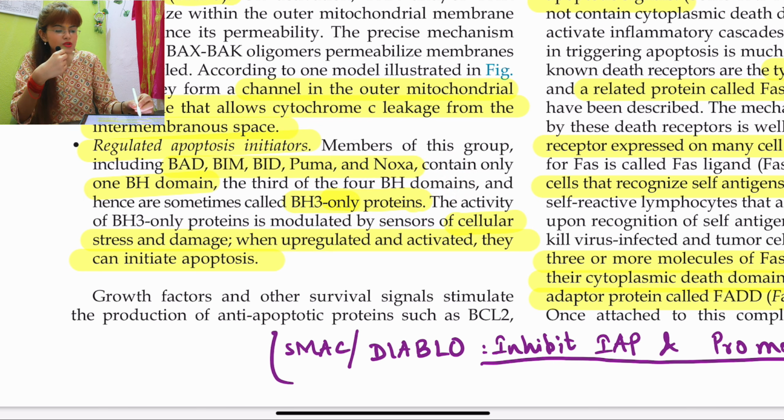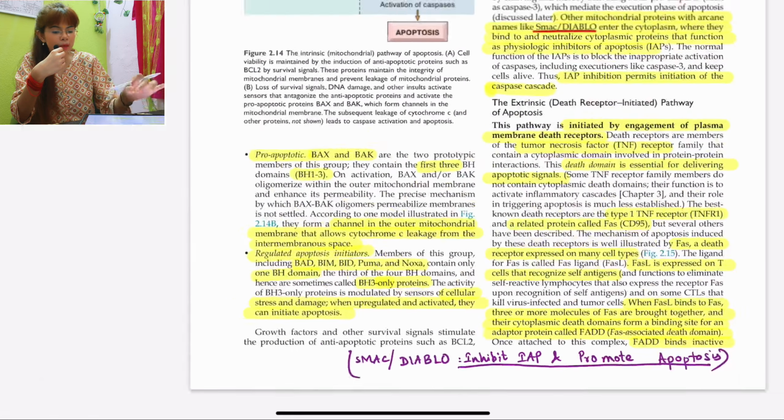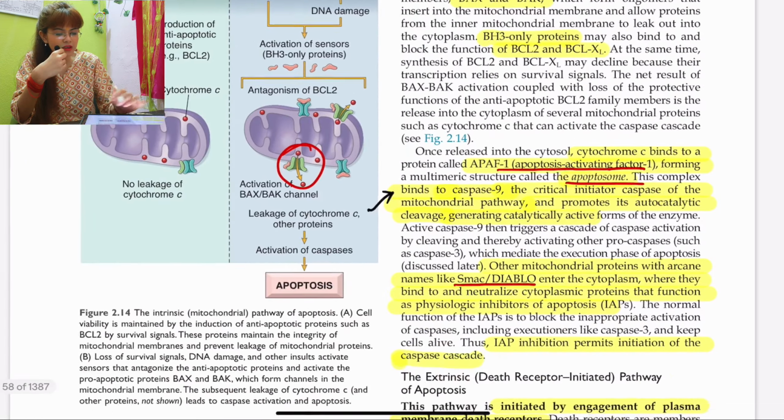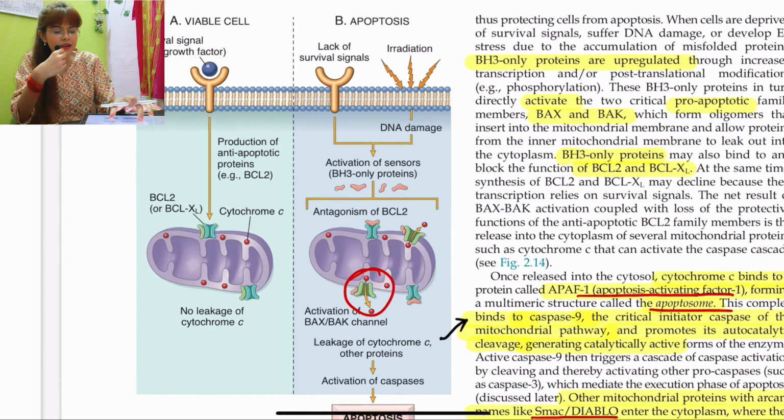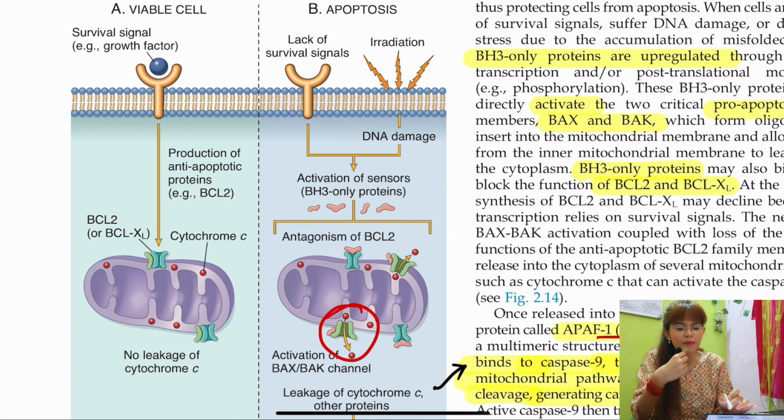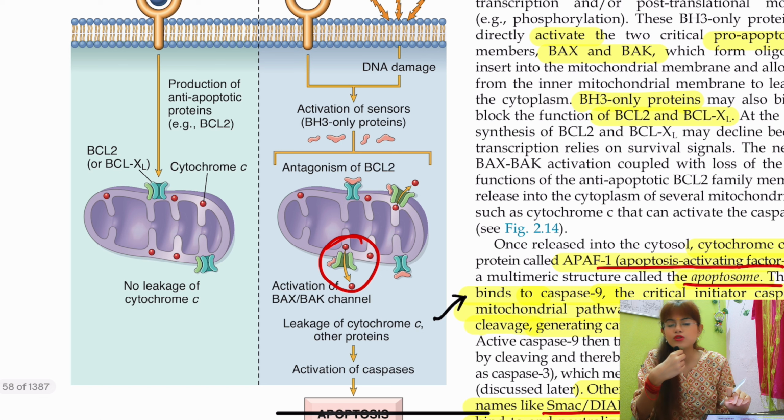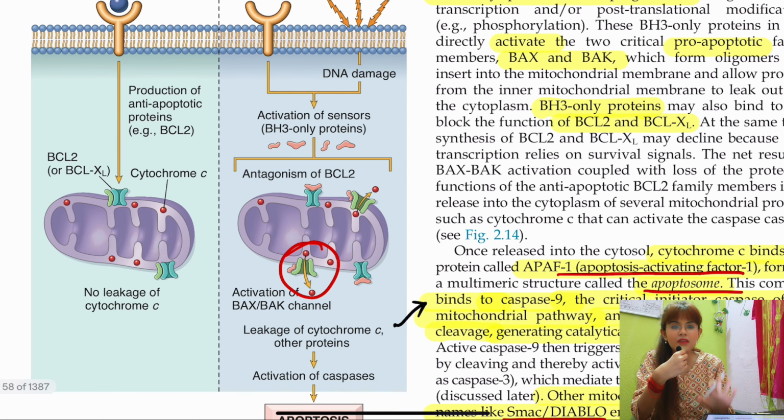Whenever there's going to be cellular stress and damage, these proteins or these initiators will be upregulated and activated, and they will initiate the process of apoptosis. Now, this diagram is a very, very important diagram, very clearly explained. In a viable cell, whenever there's a survival signal, the cell is functioning normally. There is no apoptosis here. So what kind of molecules will be expressed over here? The anti-apoptotic proteins will be expressed, okay? And there is no leakage of cytochrome C. So this is just a normal, surviving cell.